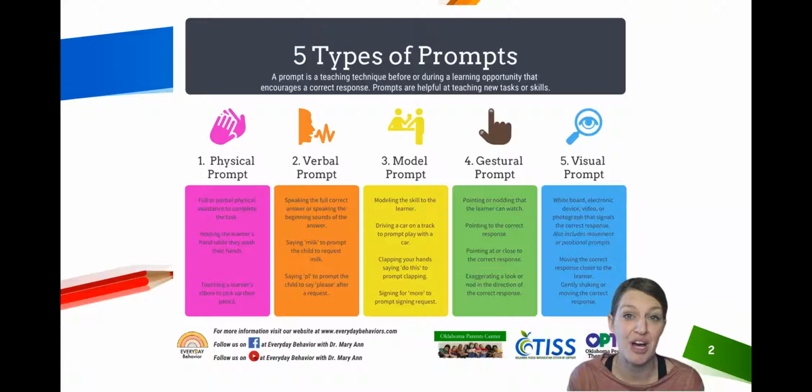During this series, we're talking about various types of prompts. So what exactly is a prompt? A prompt is any kind of teaching technique, either before a task is presented or during the course of teaching, that helps the student to engage in correct responding.